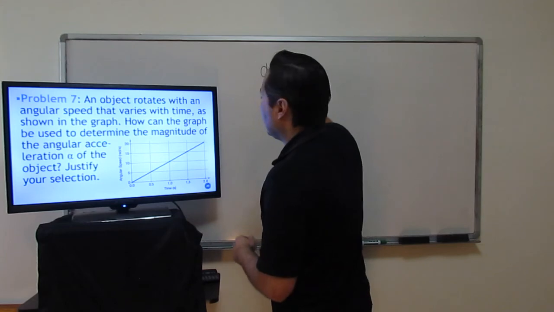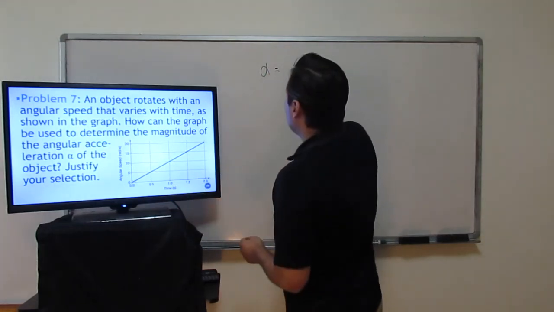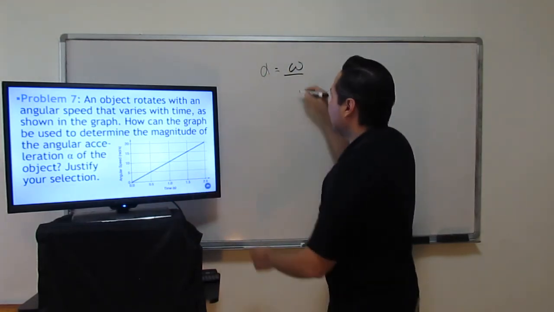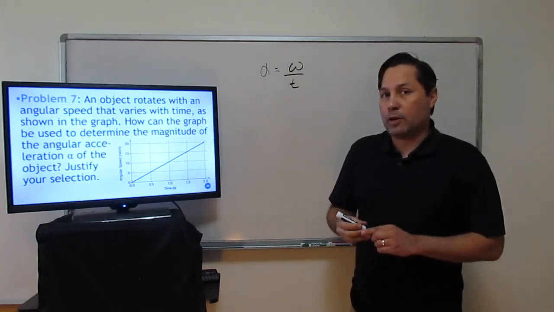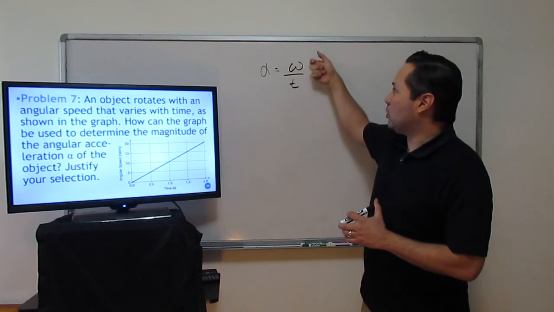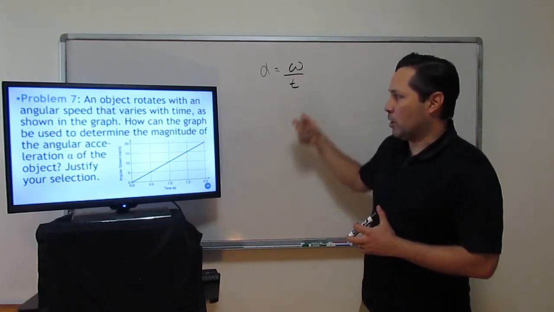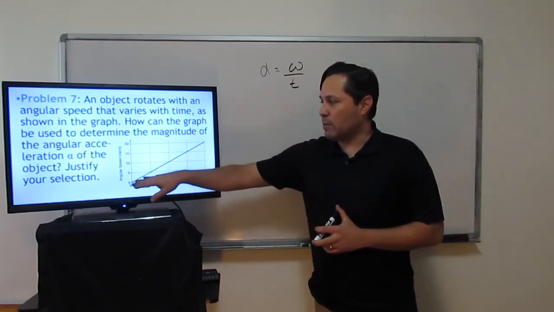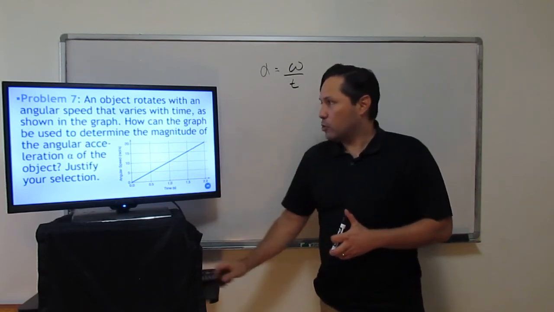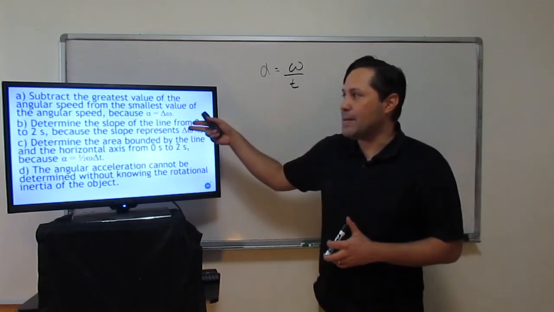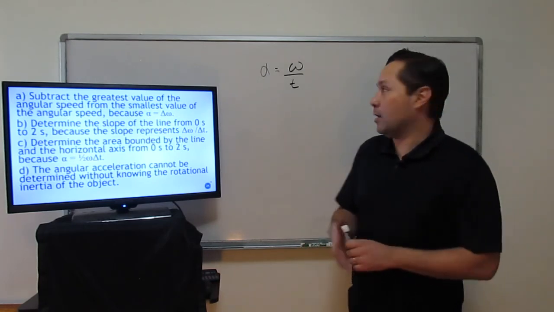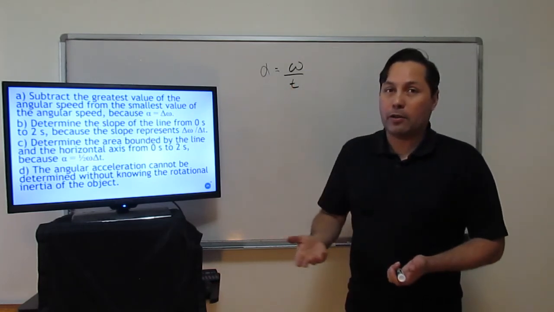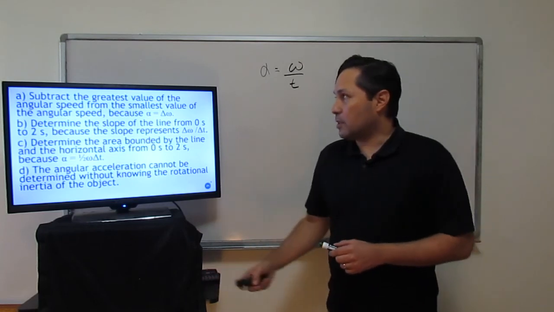Alright, angular acceleration is going to be the following. Notice we have angular speed over time, and angular speed over time is the angular acceleration. So we have to divide them. That's rise over run, so to get rise over run, we need to find the slope of the line. So the answer for this problem would actually be B. Determine the slope of the line from 0 to 2 seconds, because the slope of the line, rise over run, equals the angular acceleration. Alright, that takes care of that problem.